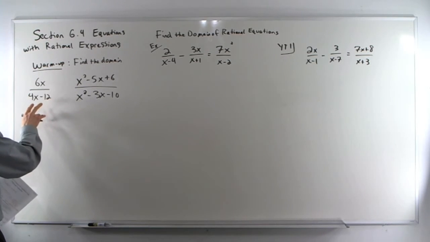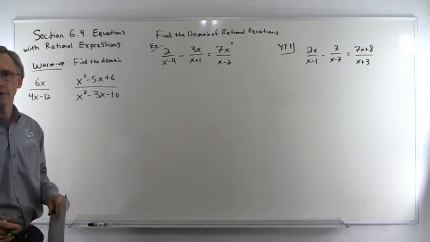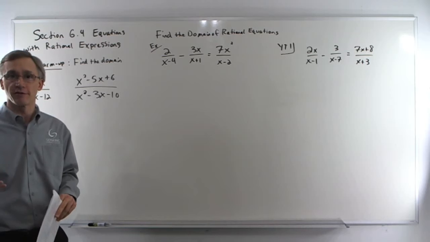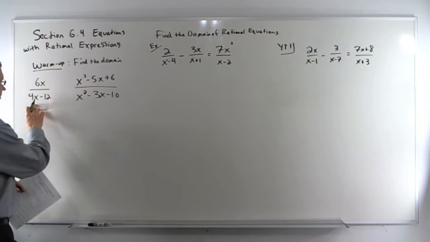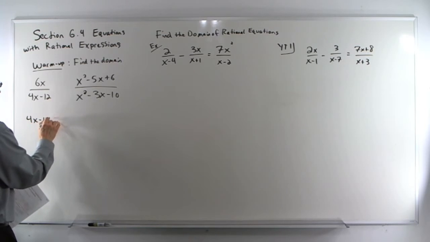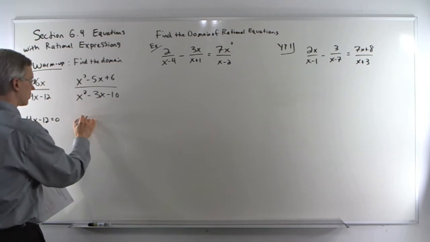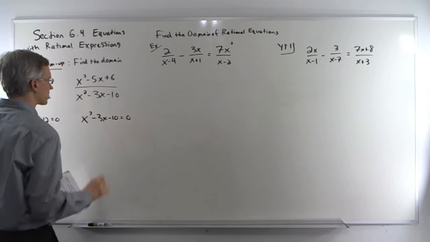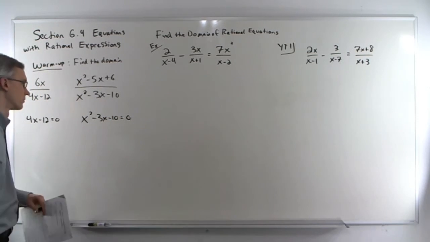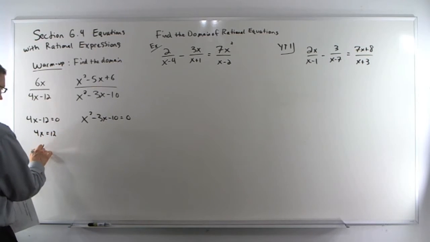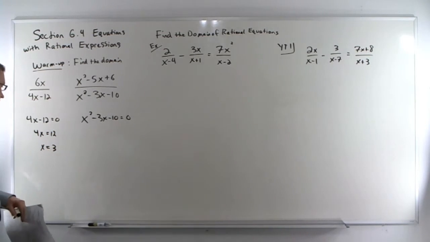So to find the domain, we want to avoid division by zero because anything involving division by zero is undefined. So we're going to set these denominators equal to 0. So 4x minus 12 equals 0, and x squared minus 3x minus 10 equals 0. So this one, we get x equals 3.